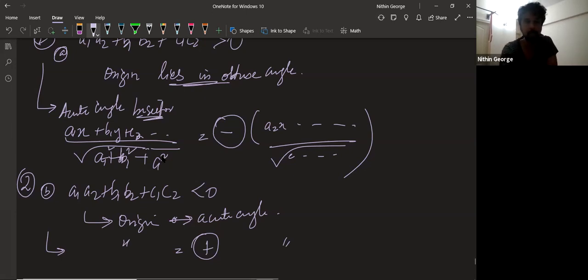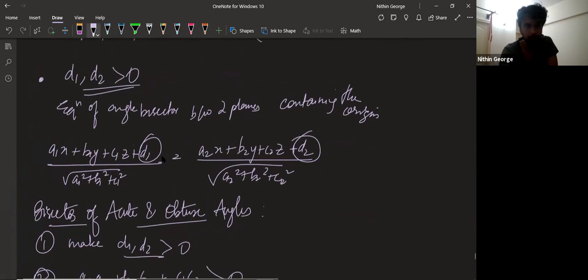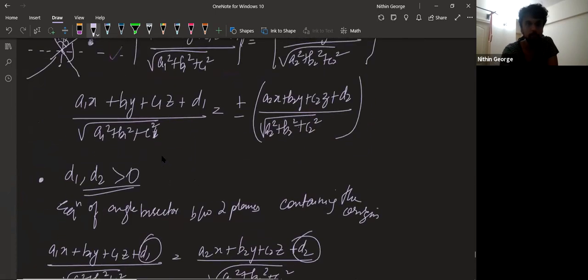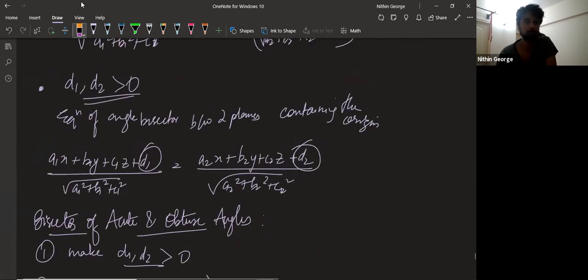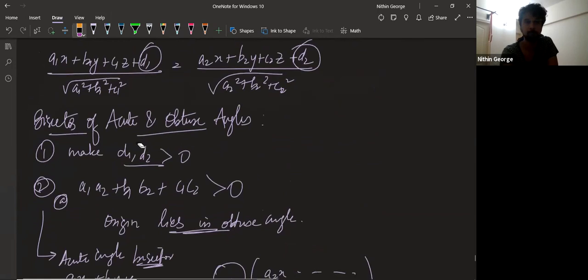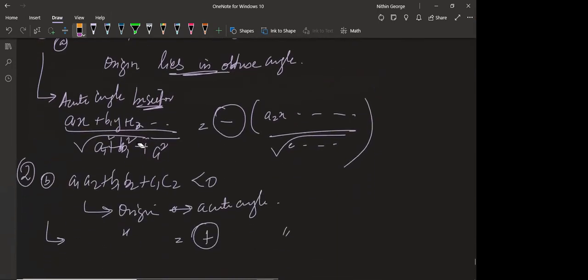Actually, wait 1 second. I said something wrong here. In this, you don't need to make d1, d2 greater than 0. Just use the two planes. Right. For the one containing origin, just use the two planes directly. Okay, sir. So here origin lies in the acute angle and you will get.